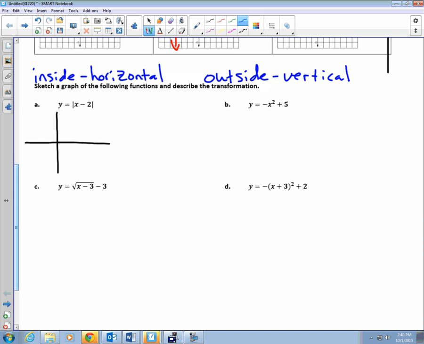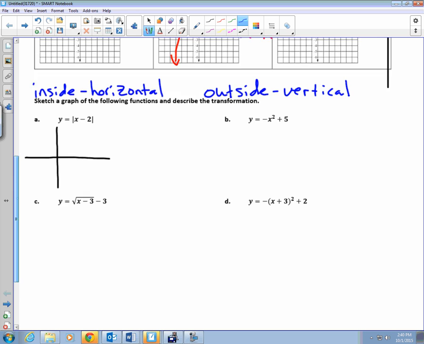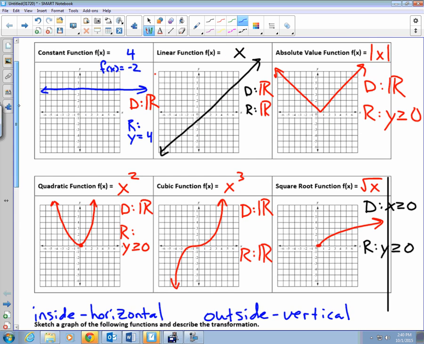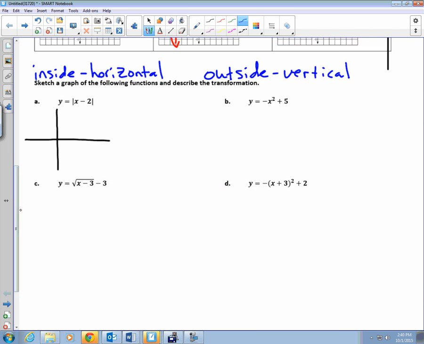Okay, so what is the parent function? Where does this one come from up here? Which one of these 6 does it come from? Absolute value. So I'm going to graph the parent function just so we understand what it looks like, okay? Now, how is this different from our parent function? There's a minus 2. Is the minus 2 on the inside or the outside? It's on the inside, so it's going to shift it horizontally.